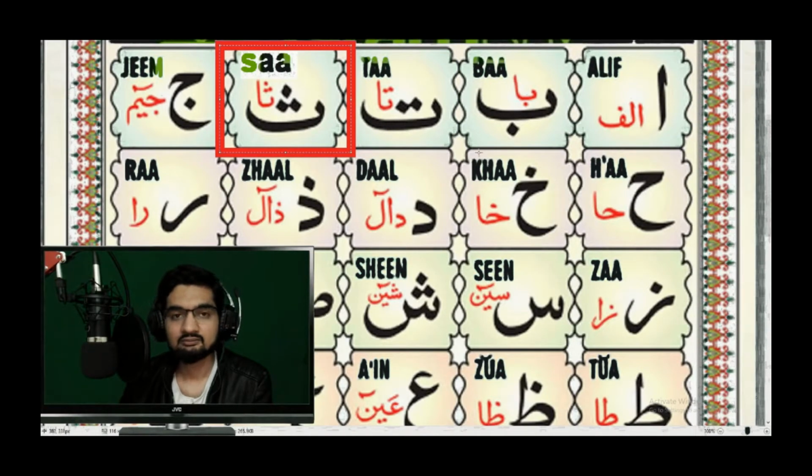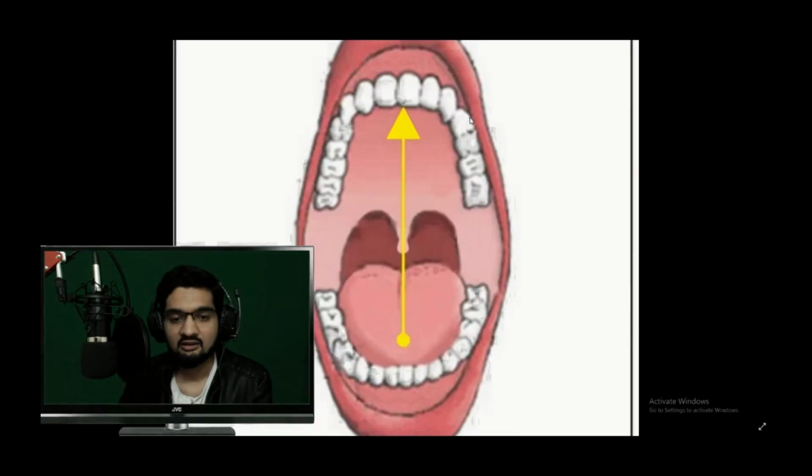Tha. Tha is a very soft sound. When the tip of our tongue touches the edges of the upper two front teeth, that is how we start to originate the sound of this letter. Tha, a very soft sound.